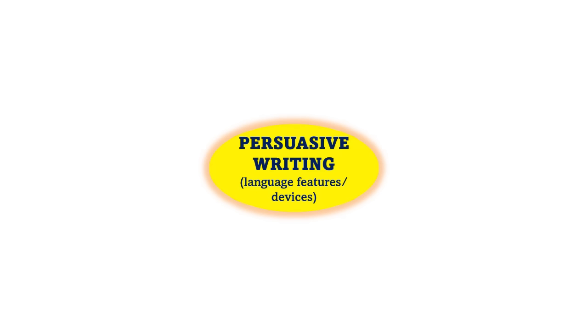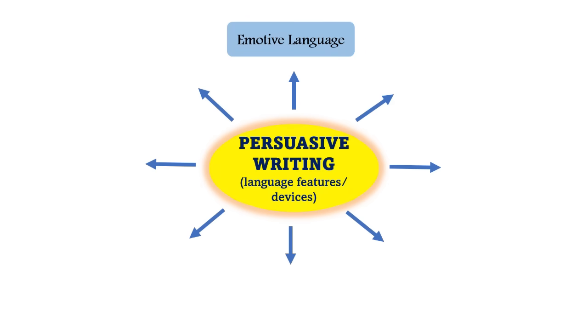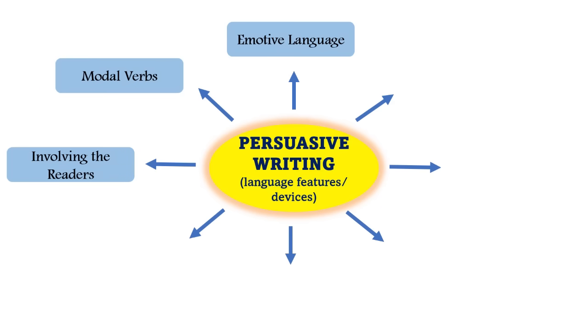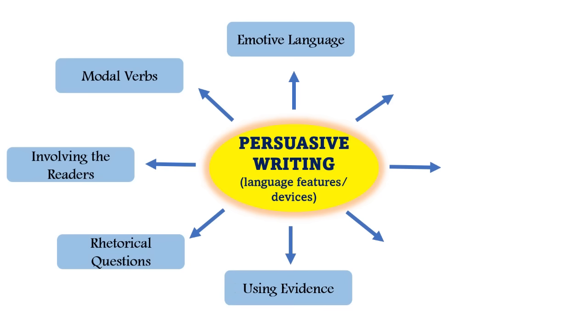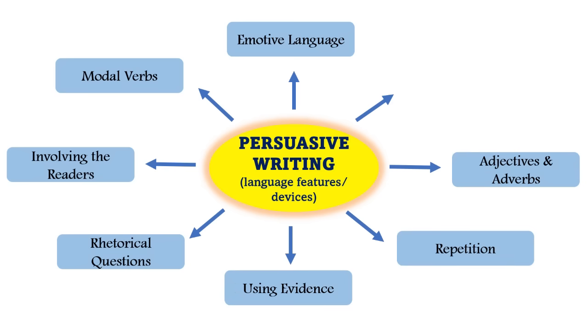Persuasion can also be applied in writing. Here are some of the language features or language devices usually employed in persuasive writing. Emotive language, modal verbs, involving the reader, rhetorical questions, using evidence, repetition, adjectives and adverbs, association. Let's deal with it one by one.